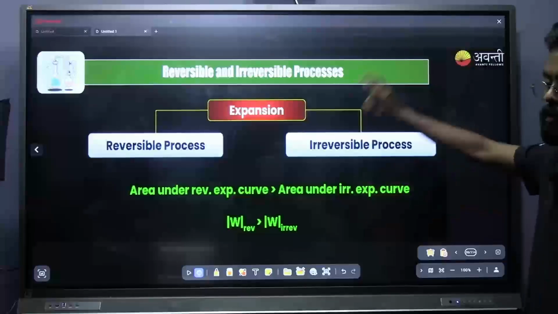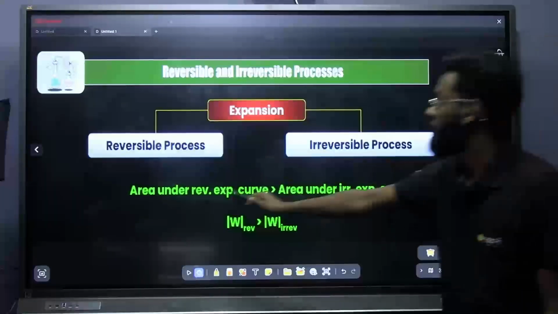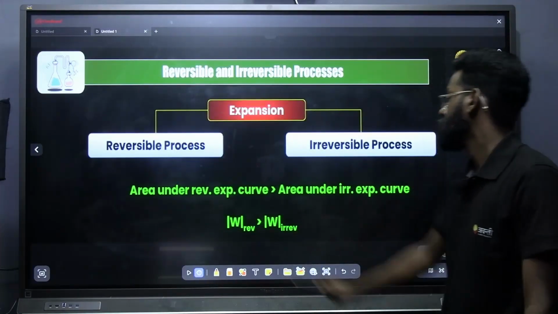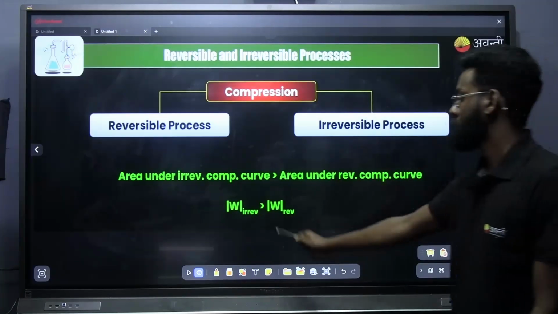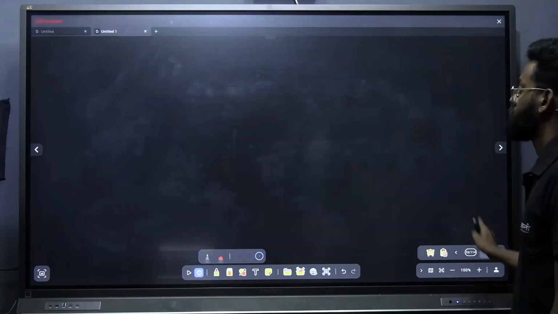Yes. This is the summary of what we learned. For expansion, it can be reversible and irreversible, and the area under reversible expansion is greater than the area under irreversible. So work done in reversible expansion is greater than work done in irreversible. And for compression, just the opposite. Work done in irreversible compression is greater than work done in reversible compression.